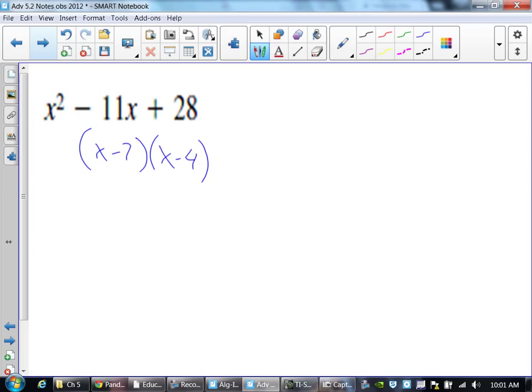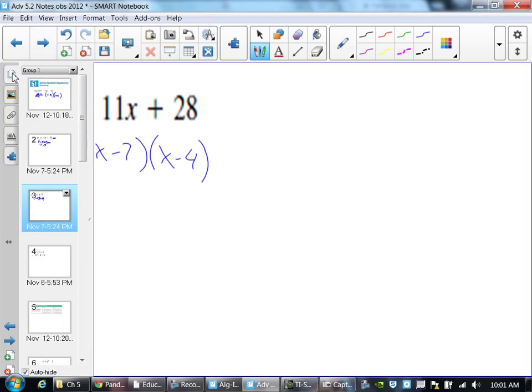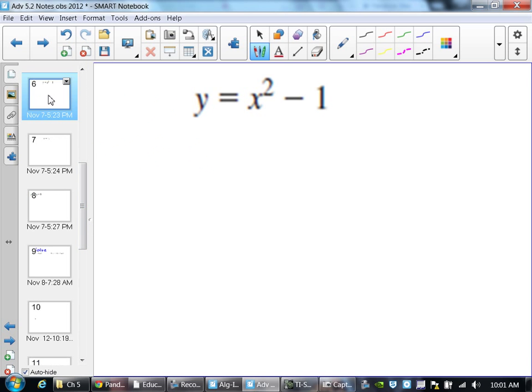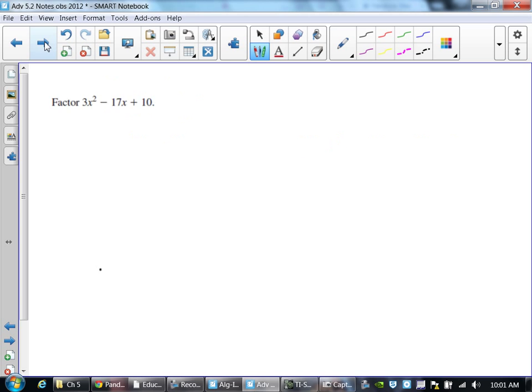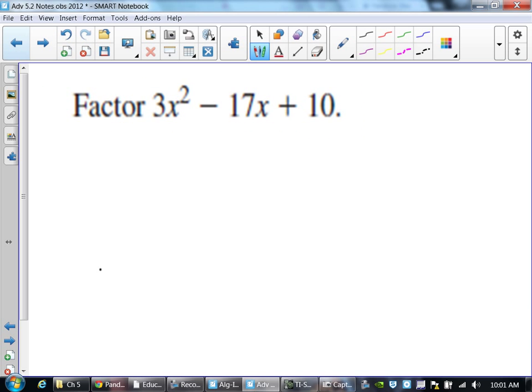Okay? The one that you guys don't like is the one that has a leading term coefficient that is not equal to 1. I still do the same method, believe it or not. It's actually just one step further if you want to think of it that way. Here we go. 3x squared minus 17x plus 10.